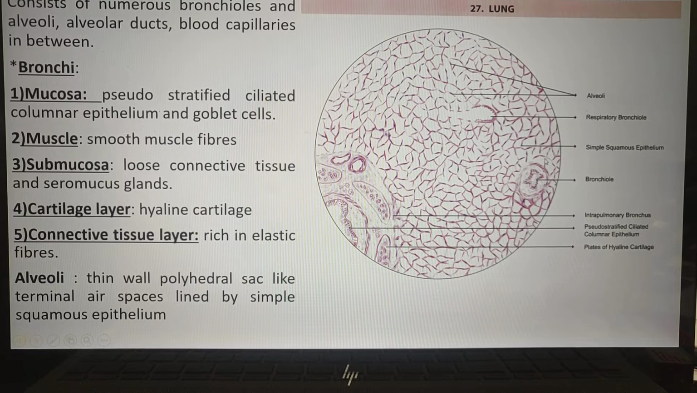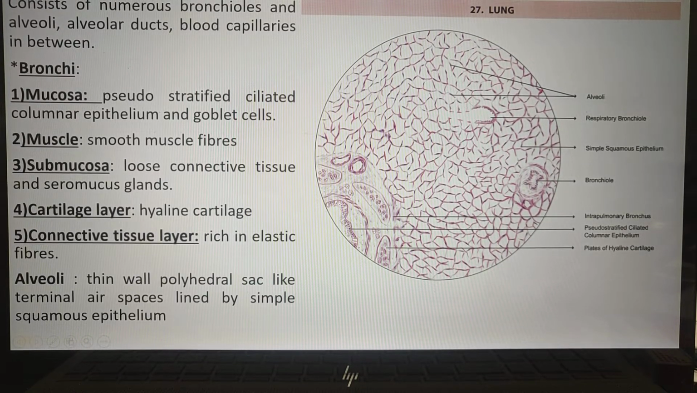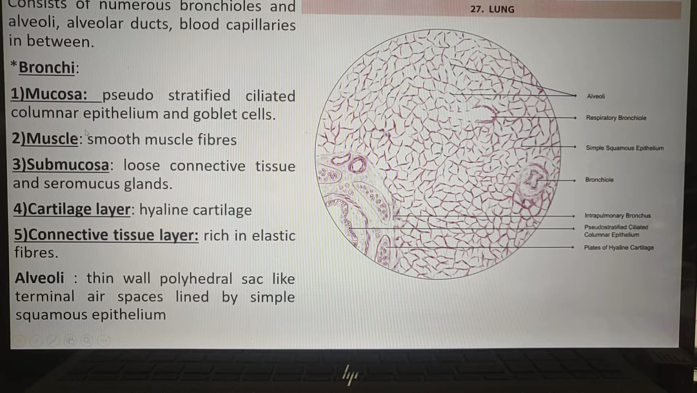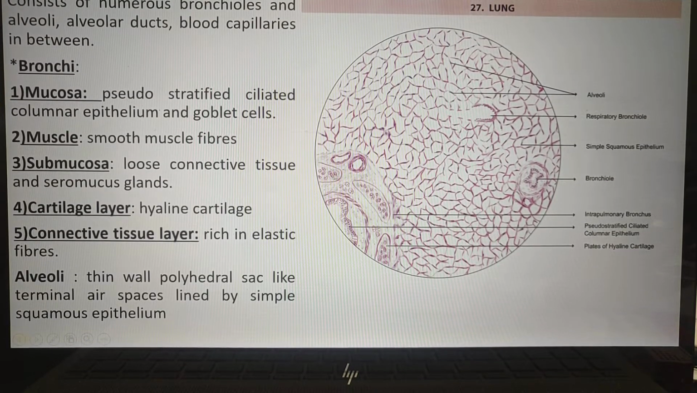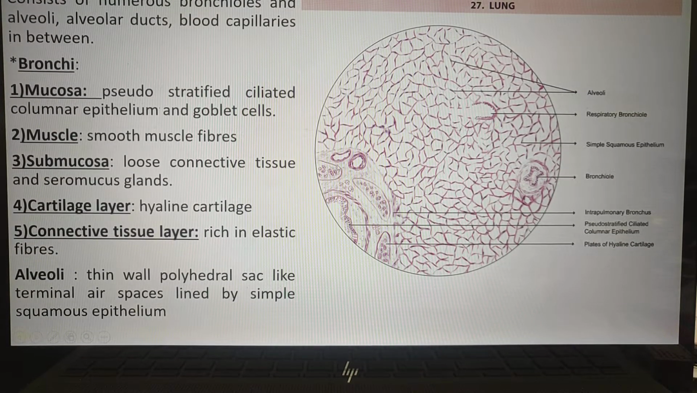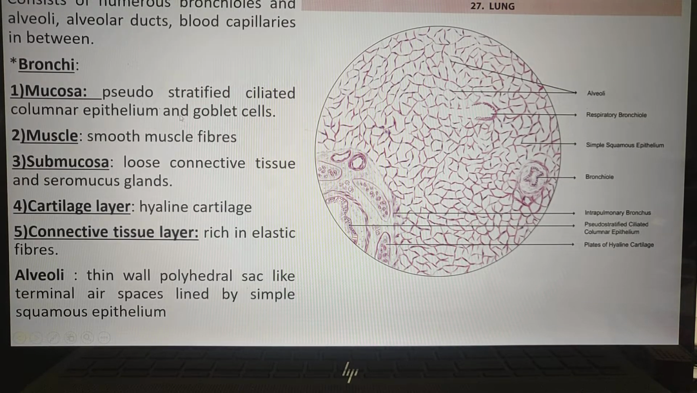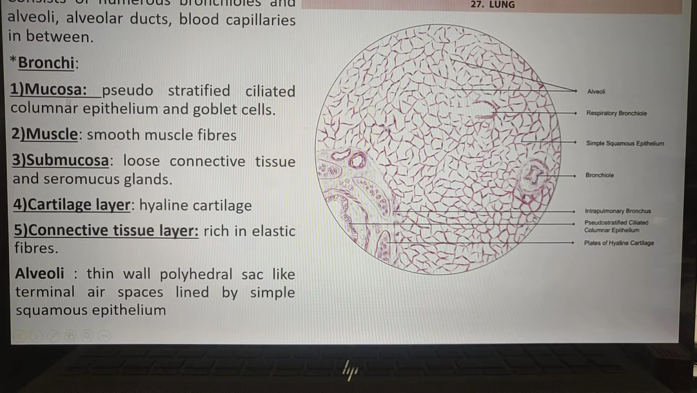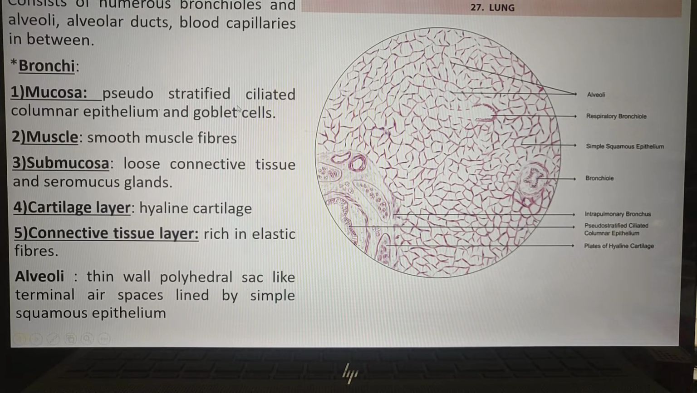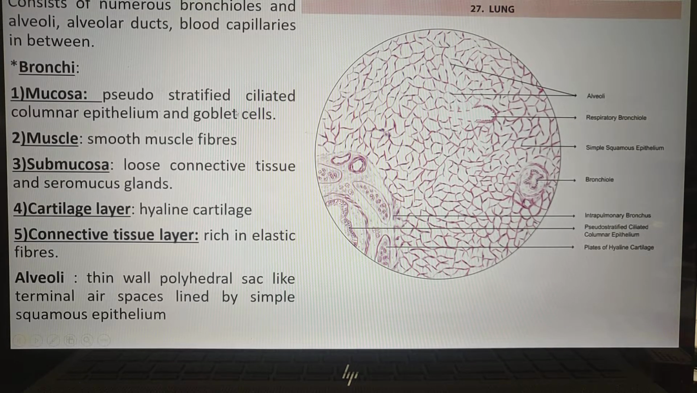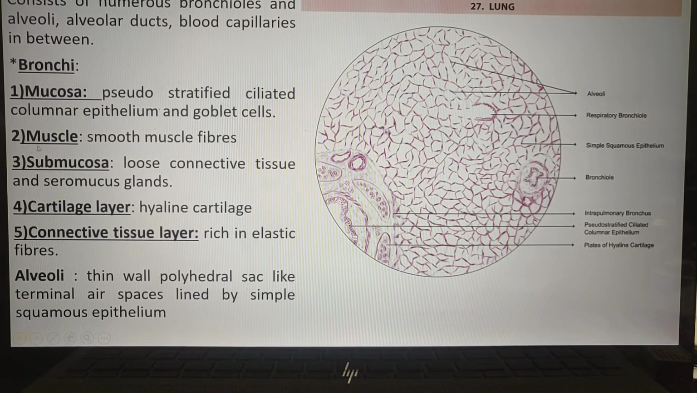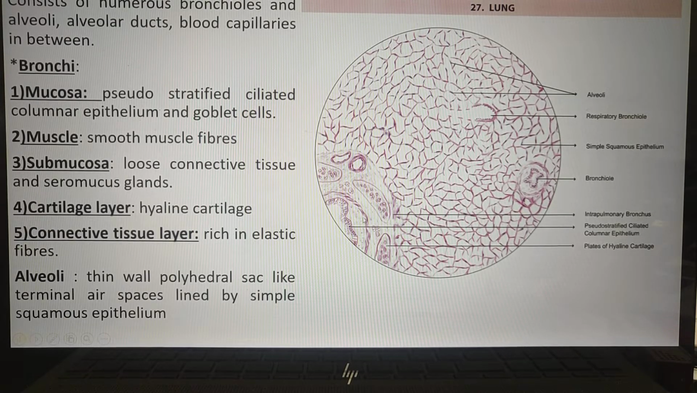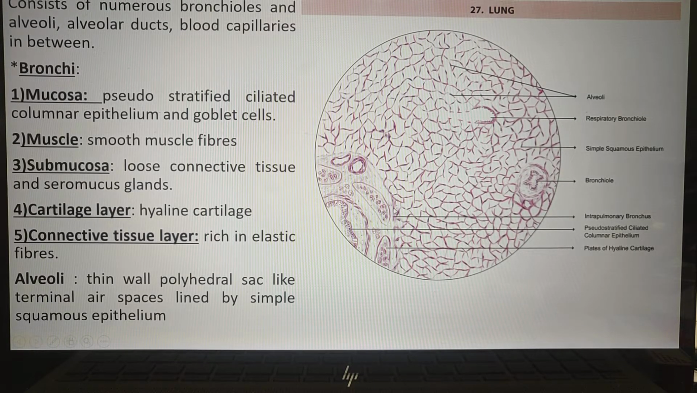Lung consists of numerous bronchioles and alveoli, alveolar ducts, and blood capillaries in between. Bronchi, here you can see in this corner, is the bronchi. It contains the mucosa, which is a pseudostratified ciliated columnar epithelium with goblet cells. It is covered by smooth muscle fibers. Here you can see the smooth muscle fibers. Submucosa is loose connective tissue with seromucous glands.